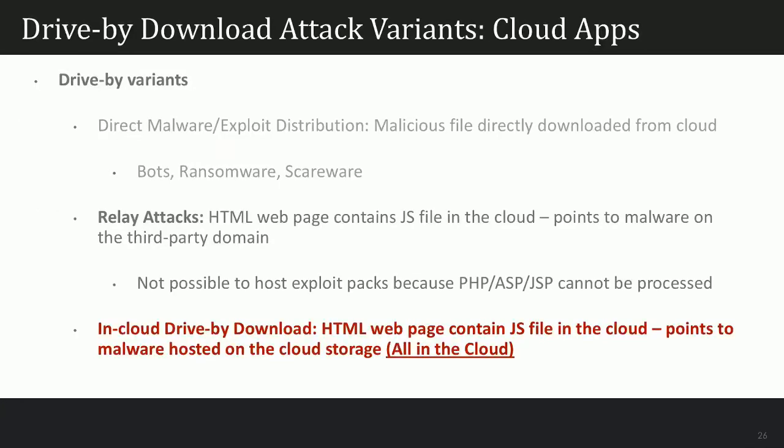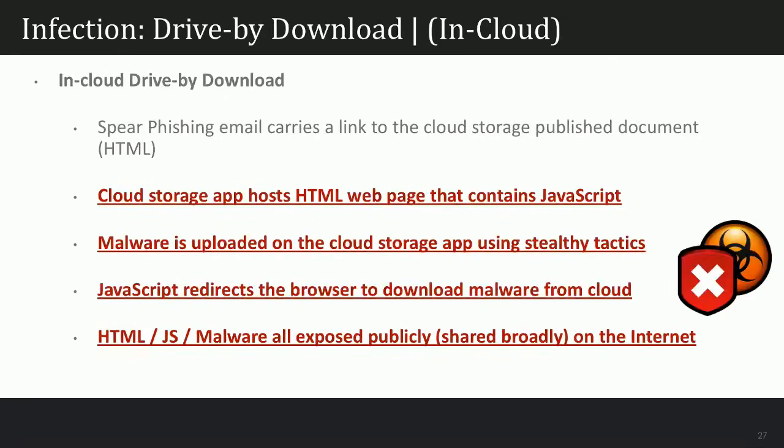So now we will talk about in-cloud drive-by download, the most advanced one, right? In this case, the scenario is this one. All the four metrics need to be there. The cloud storage app needs to host an HTML web page containing JavaScript. Malware is also uploaded on a cloud app with camouflage techniques, making sure that the cloud apps won't scan it. Then the JavaScript, which is going to run in the system, is going to include that file, which is still on the cloud application itself.